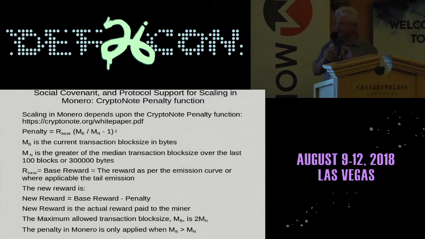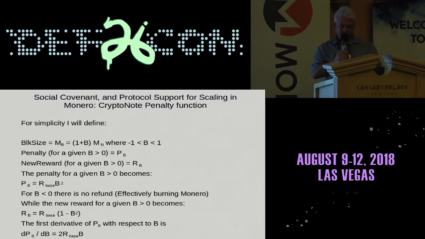Now, in order to really understand this better, I'm going to redefine the CryptoNote penalty. I'm going to introduce a term called B, which is basically the percentage increase in the block size. So if you have a 300,000 byte block size and you add 30,000 bytes, that's a 10% increase. In terms of this, we can then understand how the whole system behaves. Basically, the penalty can then be reduced to the block reward times this percentage increase squared.